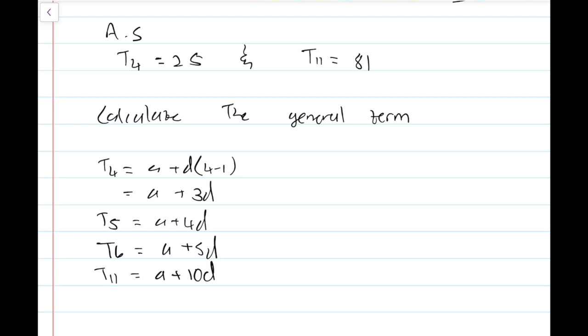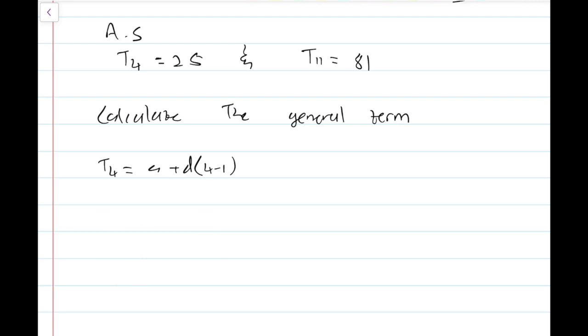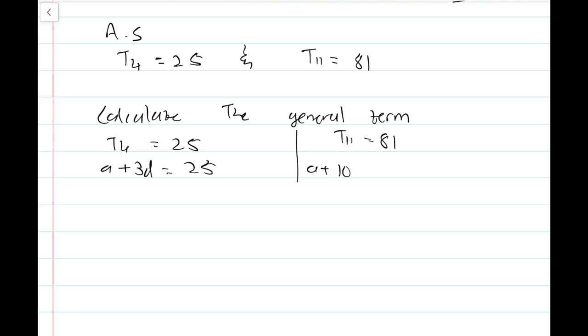So what we're going to do here is use a simultaneous equation to sort out our general term. Right, let's get into this. Now that we know term 4 is equal to 25, term 4 is A plus 3D equals 25. On this side, we know that term 11 is equal to 81, and term 11 is A plus 10D, which is equal to 81. And now we have a simultaneous equation: two equations with two unknowns.